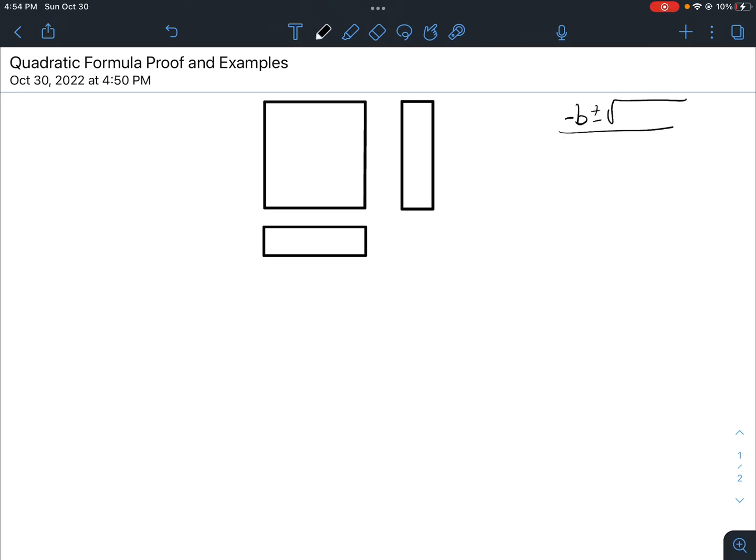We got negative b plus or minus square root of b squared minus 4ac, and that is all over 2a. And this is what x is equal to when we're solving something that on this side looks like x squared, or excuse me, ax squared plus bx plus c, that's equal to 0.